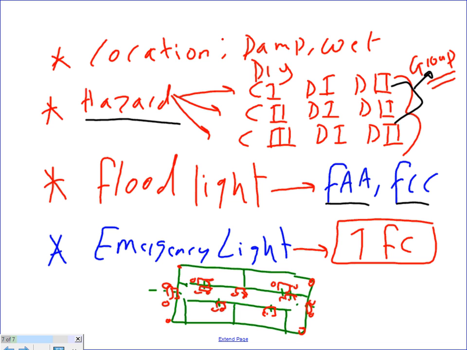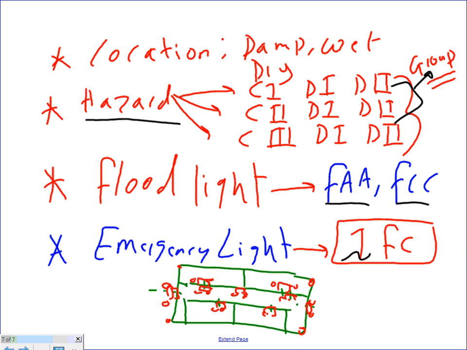And the last thing, my friend, is emergency light. For the emergency light, you need 1 foot candle maintained, like we said, by safety code, or what do you call it, building code. You need to maintain the foot candle.